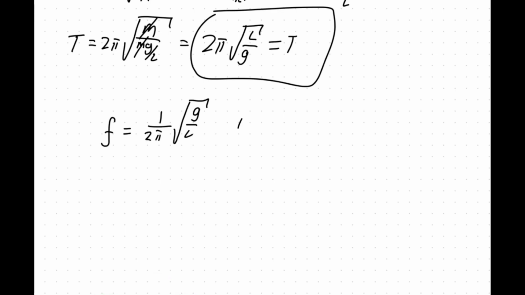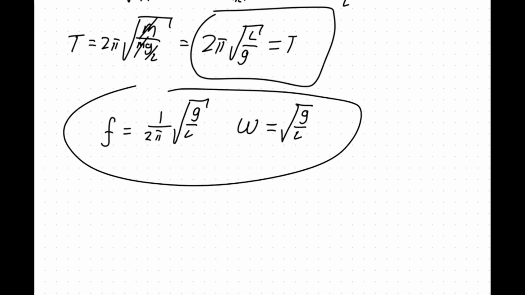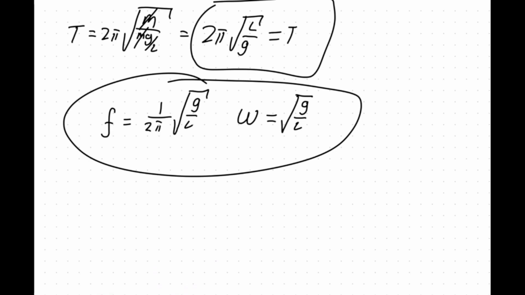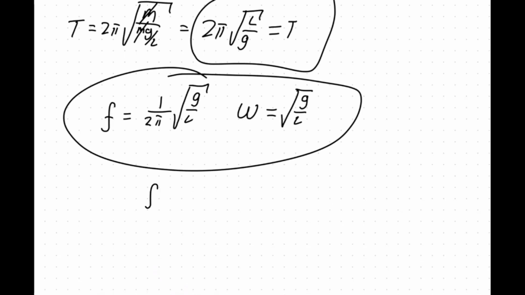And then my omega, which is 2 pi f, is going to be just the square root of g divided by L. So all three of these equations are important, but I think for the AP Physics exam, the T equation is probably the most important. And if you ever needed the other ones, you could always use that f is equal to 1 over T to get the frequency equation, and that omega is then equal to 2 pi f to get our omega equation, square root g over L.